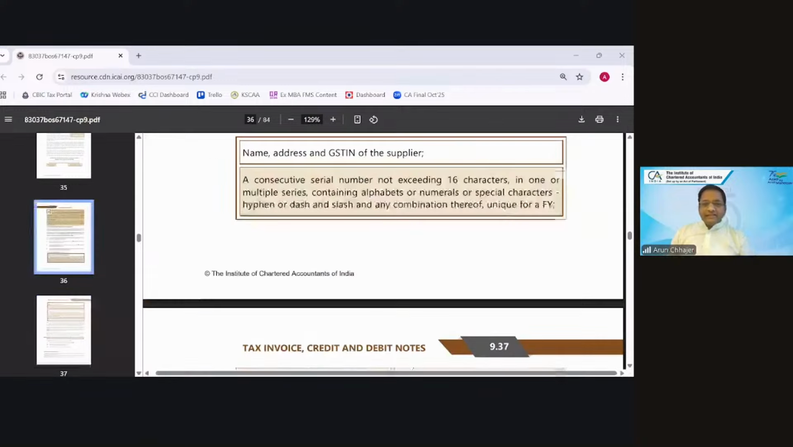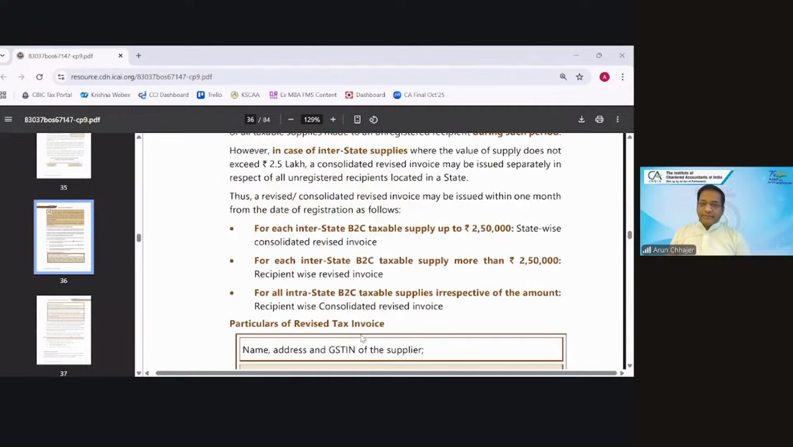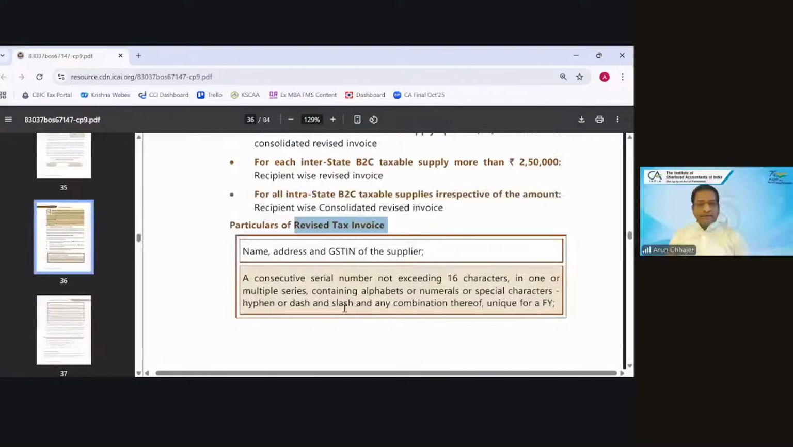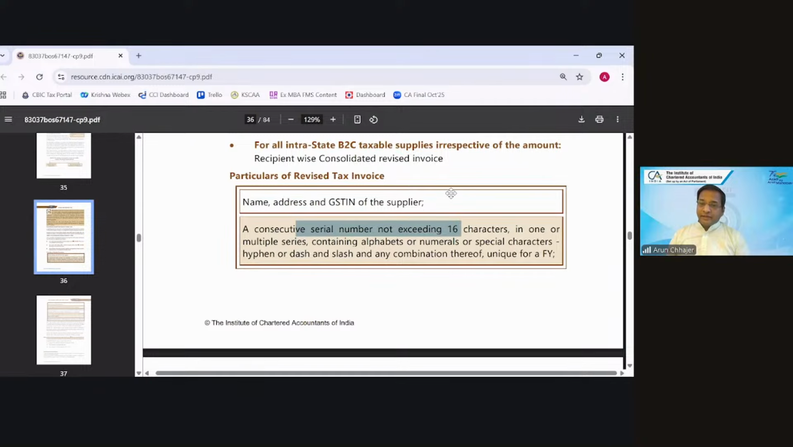So what is the content on the revised invoice? It will be same. Revised invoice is exactly the same as Rule 46: name, address, GST number, consecutive serial number not exceeding 16 characters. Okay, tell me one thing. Assume that today is 1st April 2025. My last number was 489 on 31st March. Can I issue invoice 490 from 1st April, or is it mandatory to start with one?